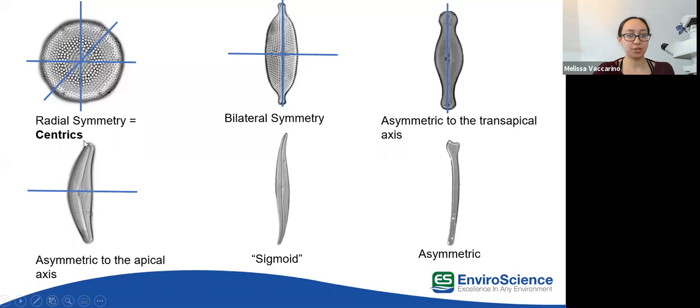Sigmoid is a little special because you would get a mirror image that is inverted. So if you can imagine, if you have a sigmoid, you fold it in half and then you have to fold it again to get that shape. These are a bit special. If you've got a sigmoid with two raphes, you want to consider them in the bilateral symmetry. Diatoms can also be asymmetric. There is no way to split this Actinella and get even pieces.